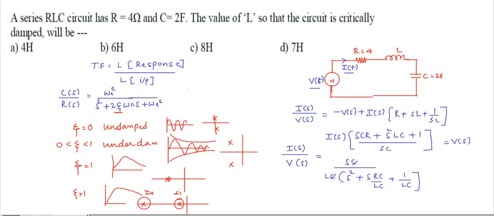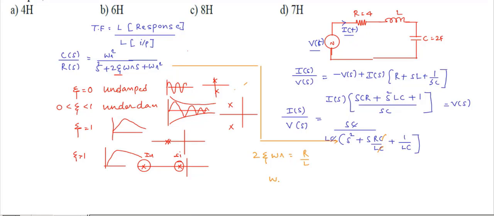Let us compare this denominator to the standard second order denominator. So 2 zeta omega n equals R by L, and omega n square equals 1 by LC. From this, omega n equals 1 by root of LC.